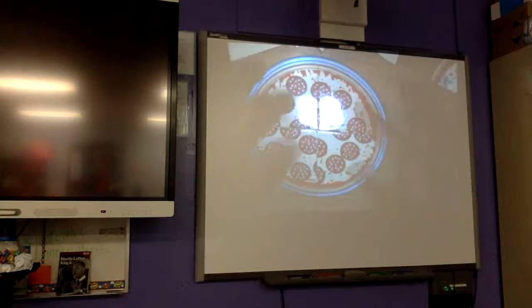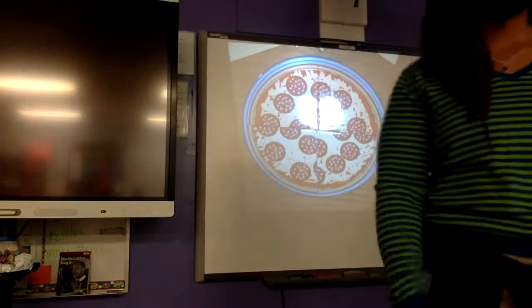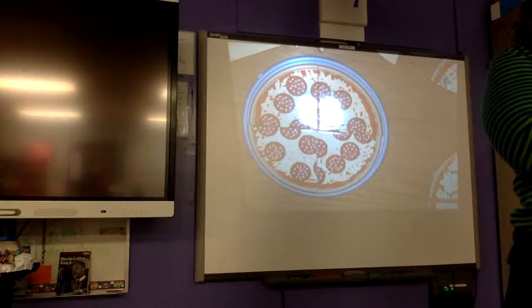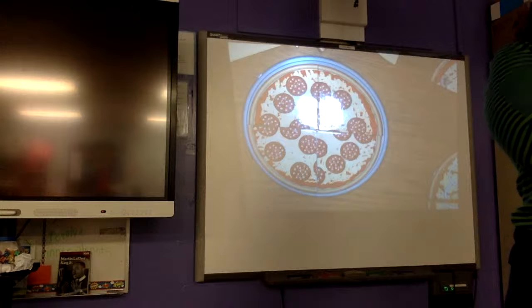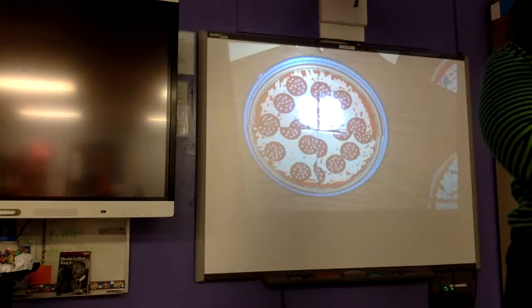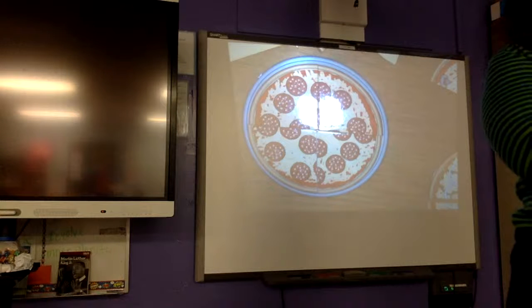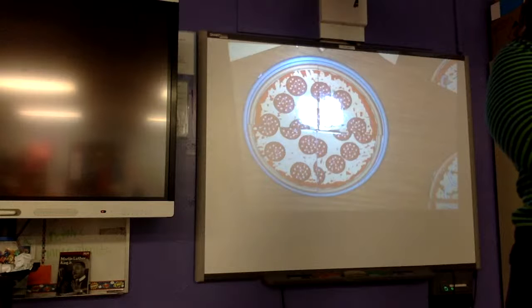All right. We have fourths. Okay. Very good. Now, something bad happened though. Brooklyn dropped her slice on the floor. Oh, she dropped her slice on the floor. If Brooklyn dropped 1 slice on the floor, how many slices are left?